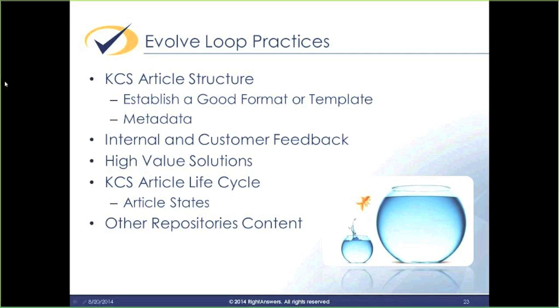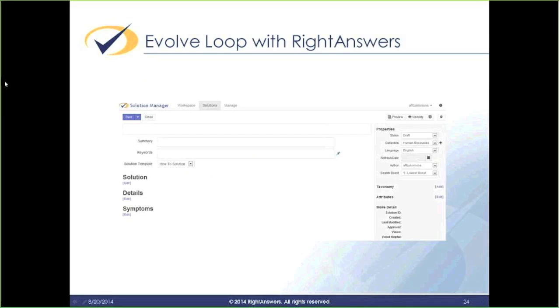You don't have control over it, or you can't enforce a certain structure around it, but there might still be some value there, right? And so we cover a number of these areas. So within RightAnswers, we can pull in content from other repositories. We can look at other different things, but we're going to start with the article structure right here.